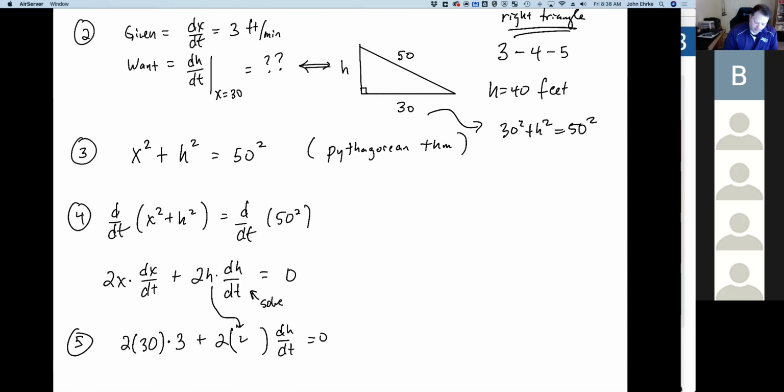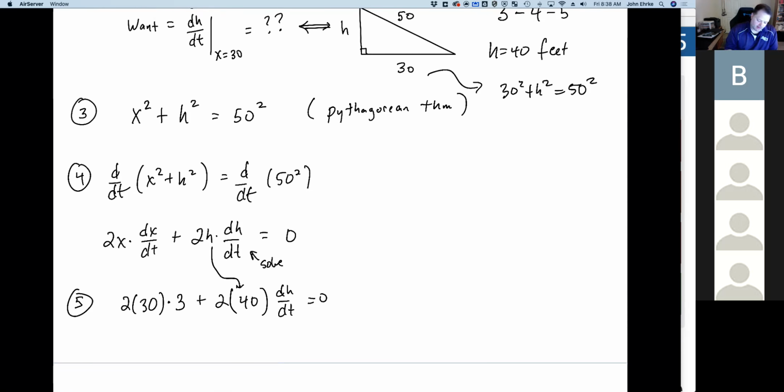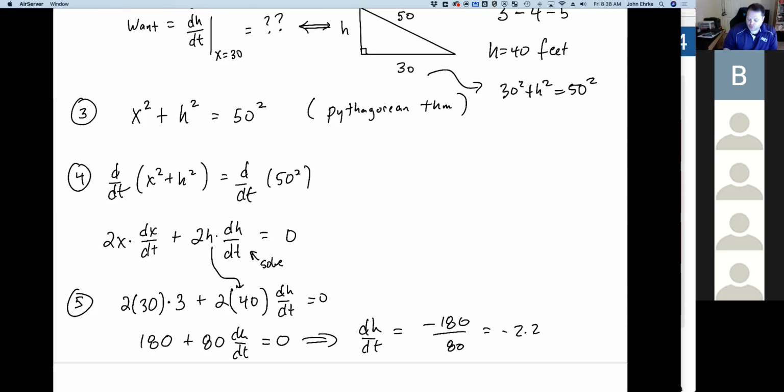So h is 40, plug that in. You got 60 times 3 is 180 plus 80 dh/dt. And so dh/dt is negative 180 divided by 80, which I get to be negative 2.25 feet per minute.